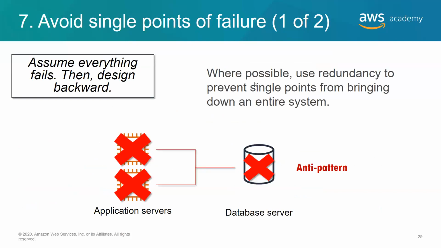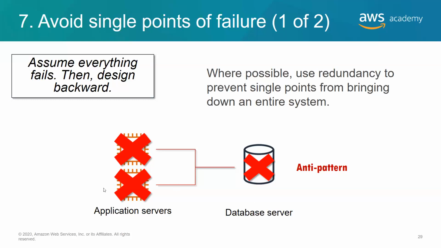And avoid a single point of failure. Assume everything fails, then design backward, right? Everything fails, that's all. Where possible, use redundancy to prevent a single point from bringing down the entire system. You're going to use redundancy to prevent the single point of failure. Anything can happen, so the data is stored in a cluster, or it will be stored in multiple databases, to avoid a single point of failure.